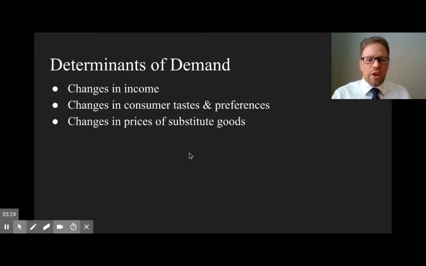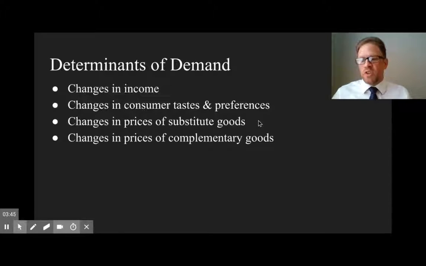Also, changes in prices of substitute goods. Substitute goods are goods that can be used to replace other goods. So, let's say you're thinking about getting a Big Mac, but Whoppers are on sale. Well, you might not buy a Big Mac now because Whoppers are on sale. I'm going to go buy that item instead. So that can actually cause your demand to shift.